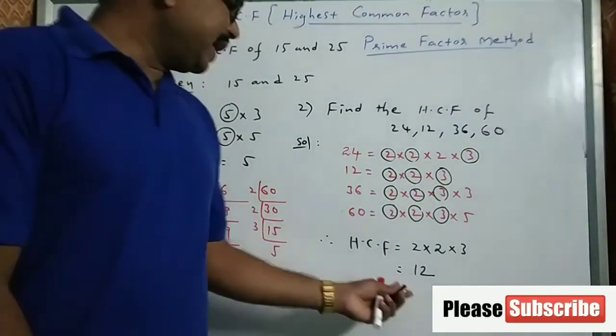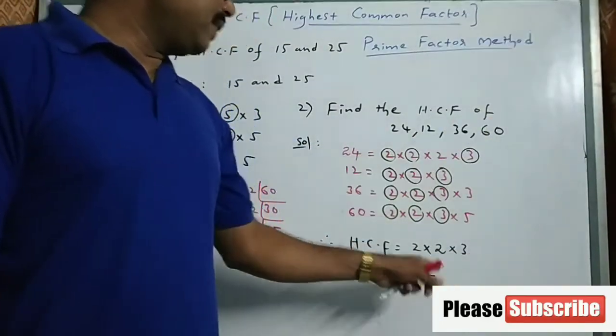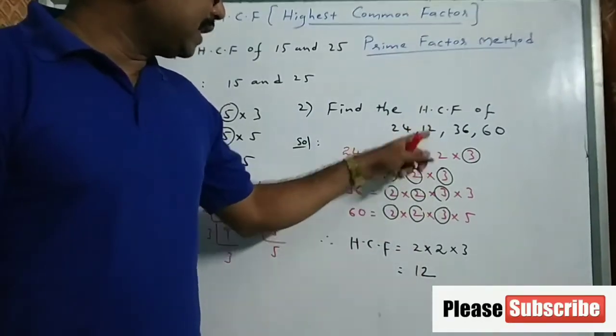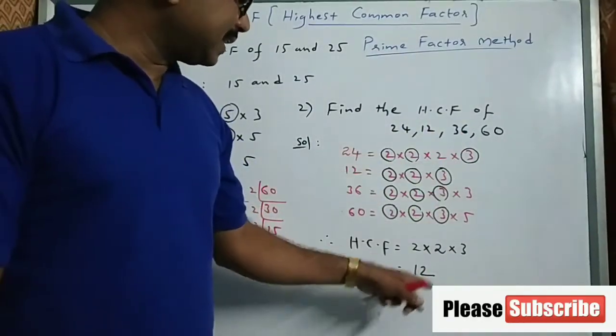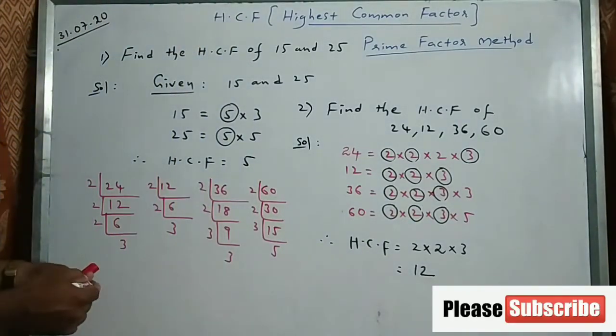So what is the highest common factor which divides all the given numbers? That is 12. 12 2s are 24, 12 1s are 12, 12 3s are 36, 12 5s are 60. Clear? This is the way. Easy method. We will see one more.